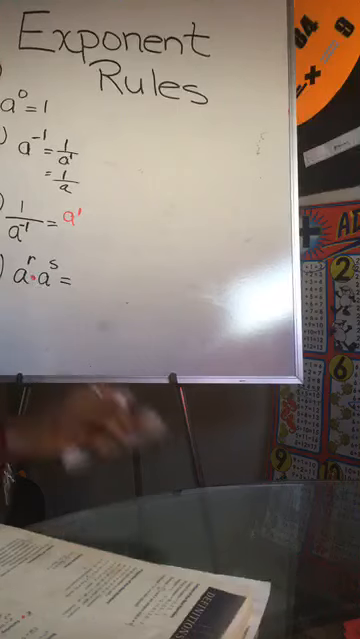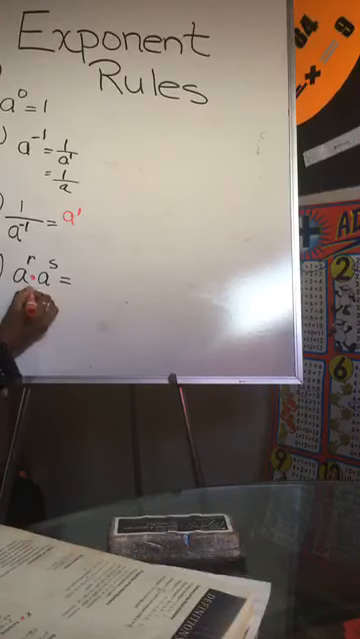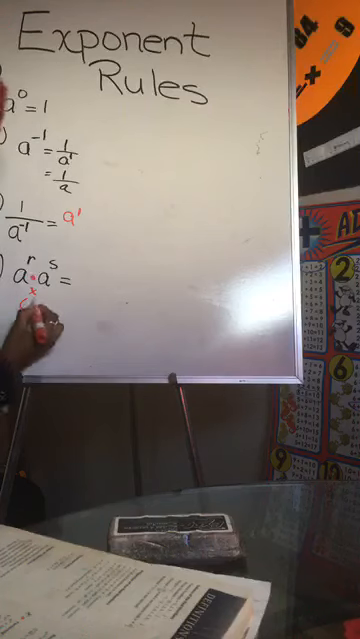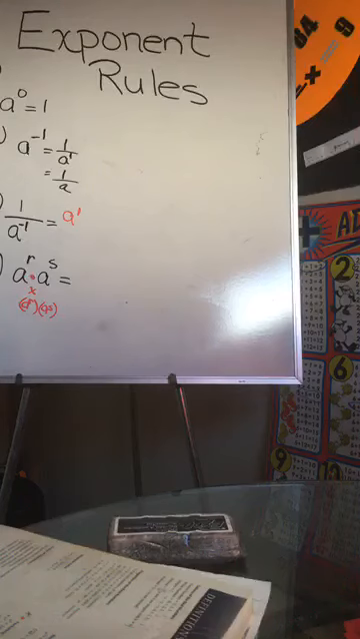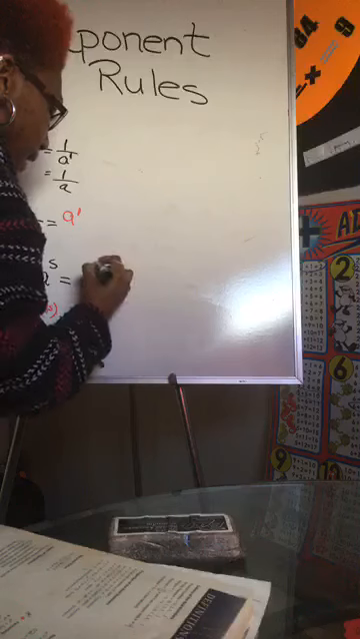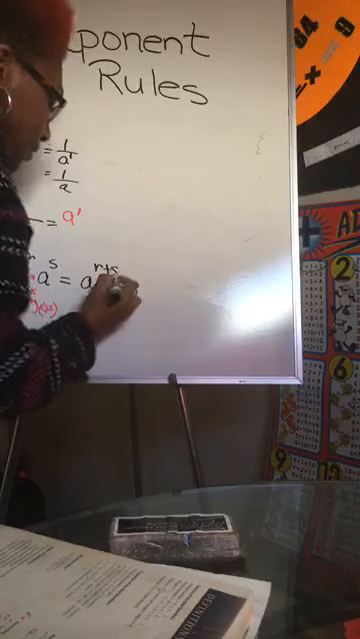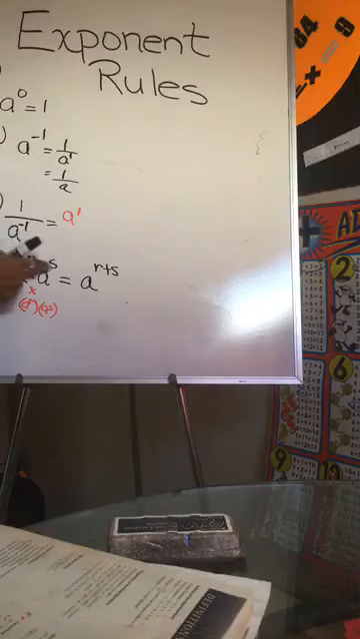We represent times with a dot, an x, or two parentheses next door to each other. So if I had a to the r times a to the s, that's what that means. Anytime you are multiplying, you must add your exponents, r and s. So I'm going to rewrite it: a raised to the r plus s. If you're multiplying your variables with exponents, you add them.